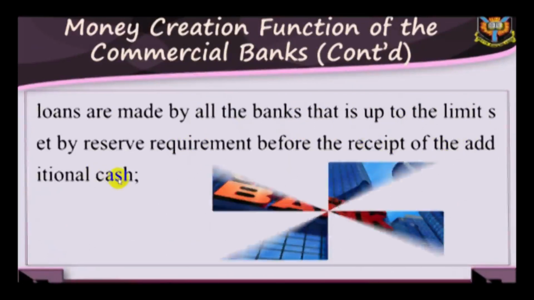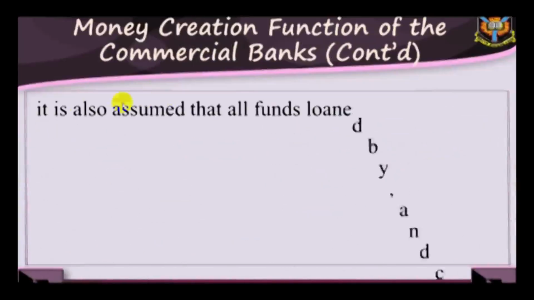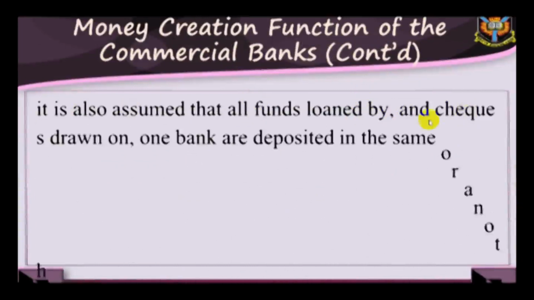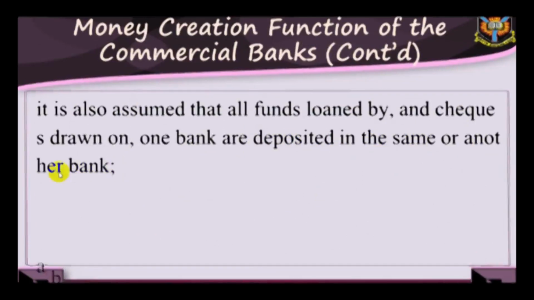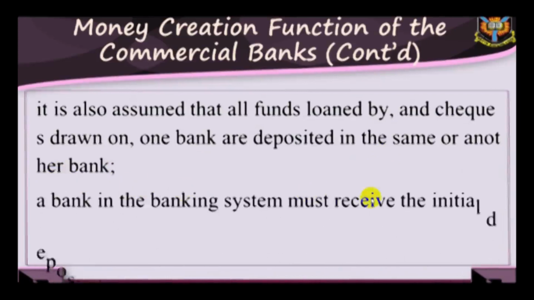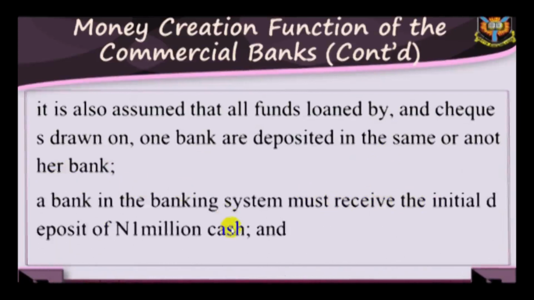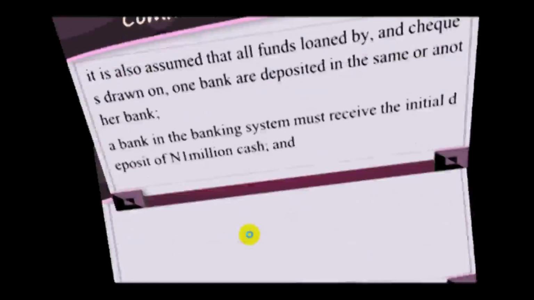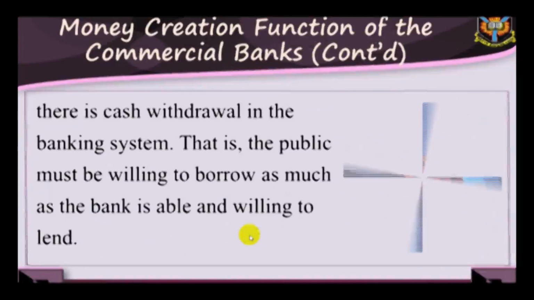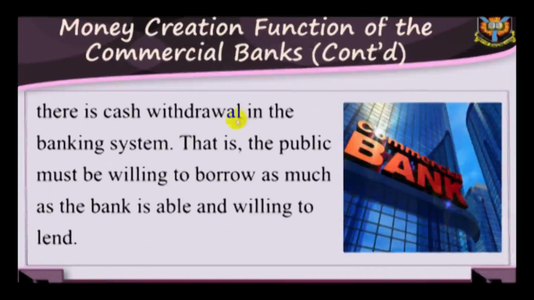4. It is also assumed that all funds loaned by and checks drawn on one bank are deposited in the same or another bank. 5. A bank in the banking system must receive the initial deposit of 1 million naira cash. 6. There is no cash withdrawal in the banking system. That is, the public must be willing to borrow as much as the bank is able and willing to lend.